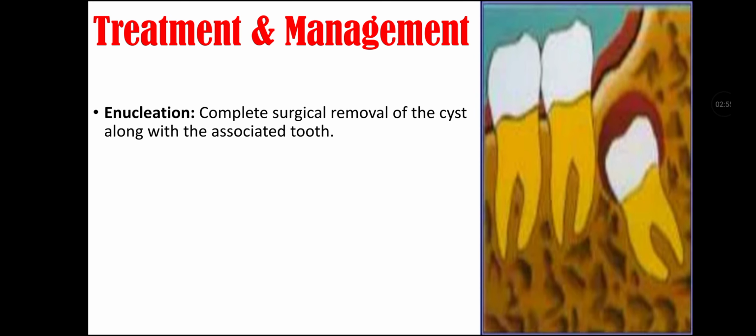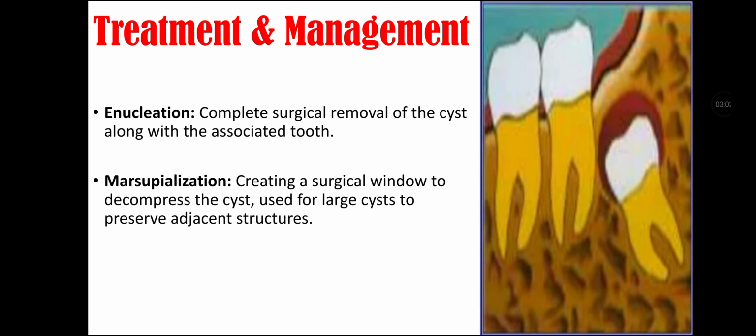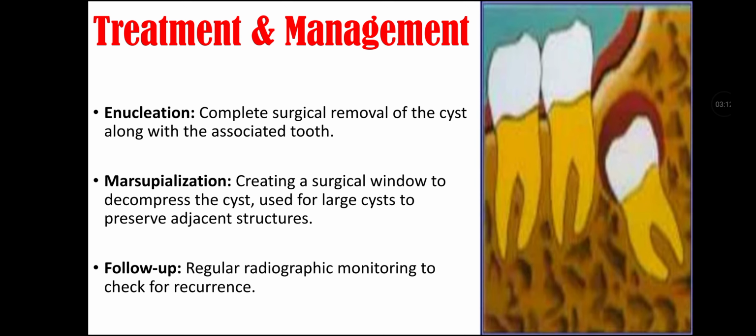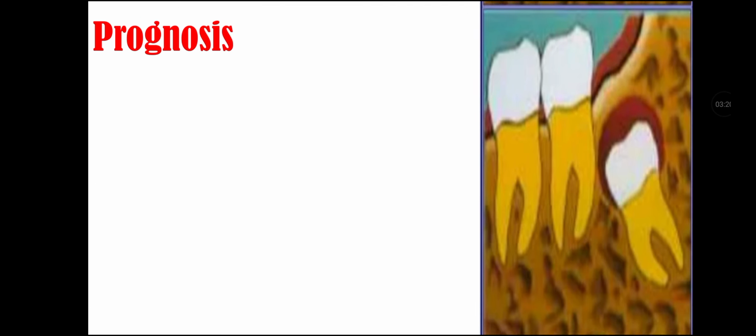Treatment and management. First we do enucleation, that is complete surgical removal of the cyst along with the associated tooth. Second we can do marsupialization, that is creating a surgical window to decompress the cyst, and it is used for large cysts to preserve adjacent structures. Then there's a requirement of follow-up, that is regular radiographic monitoring to check for recurrence.